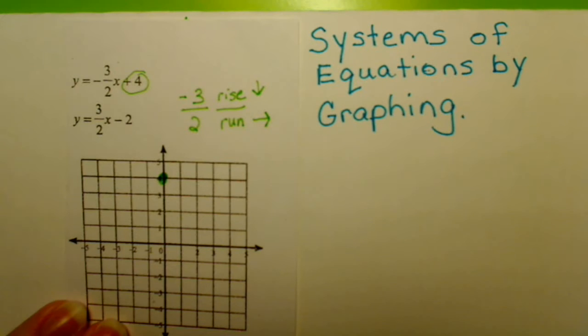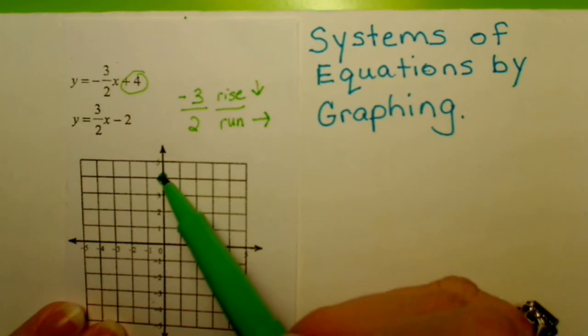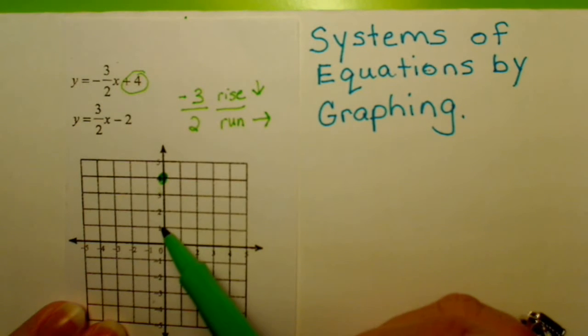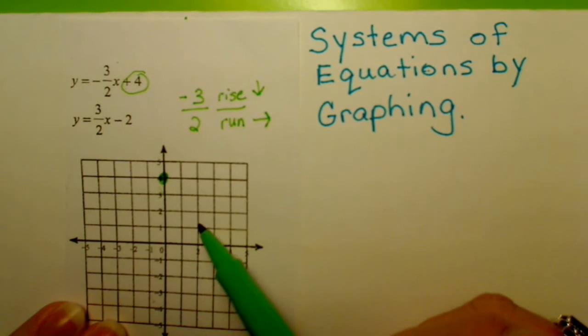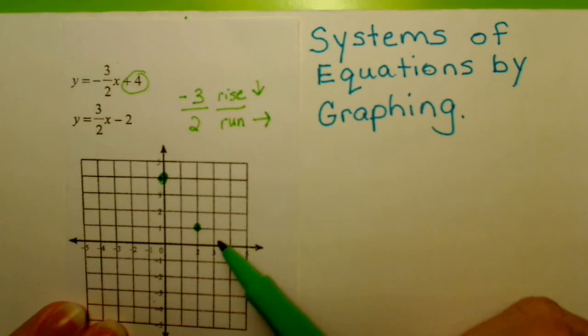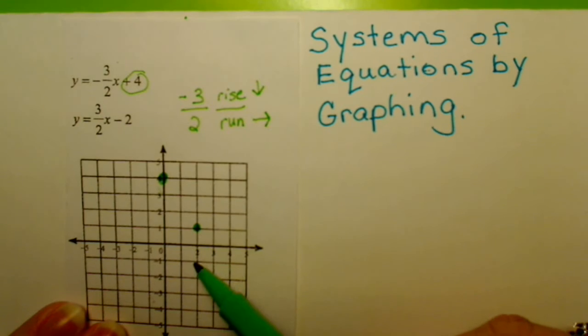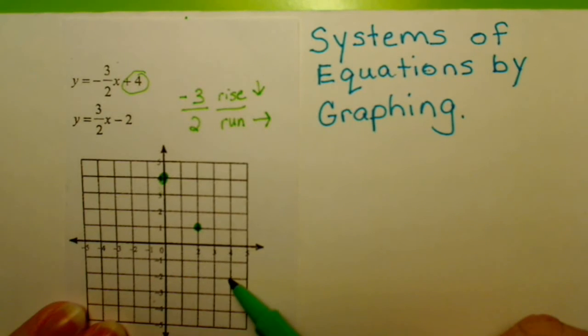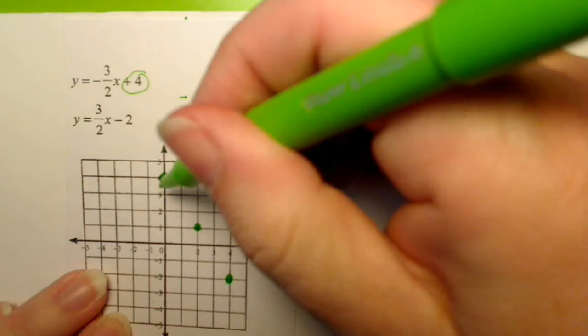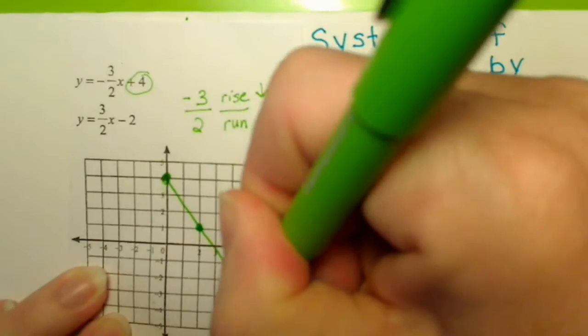If you have a negative slope, you can only put the negative sign on the top or the bottom, not on both, because a negative over negative would be positive. So from here, I'm going to go down 3, 1, 2, 3, over 2, 1, 2. That's where I put the point. From that point, I can do the slope again. Down 3, over 2. And then I'm able to make a line.